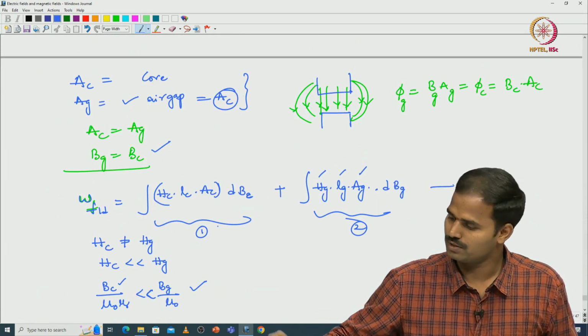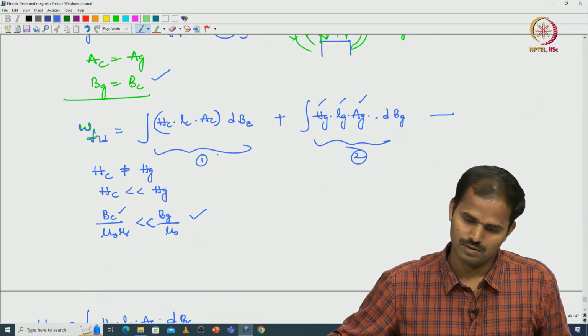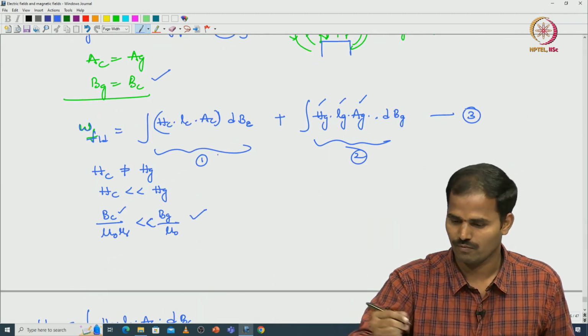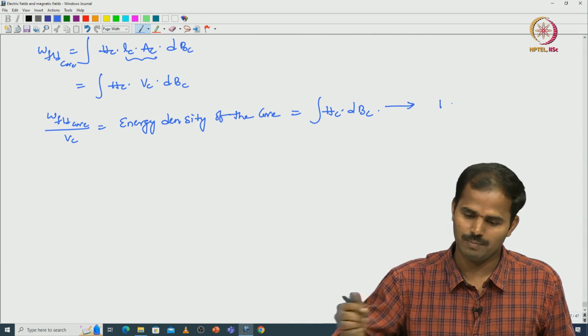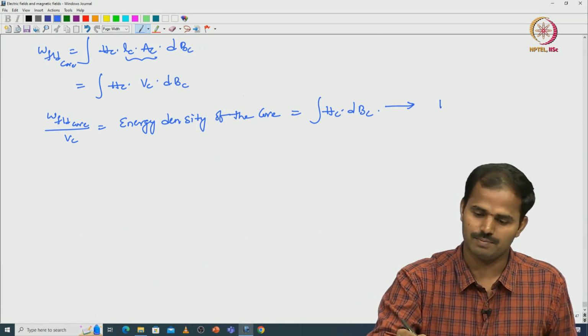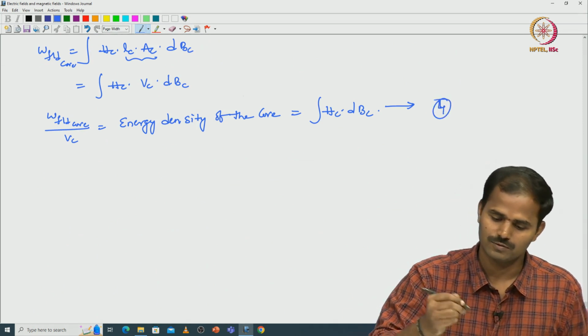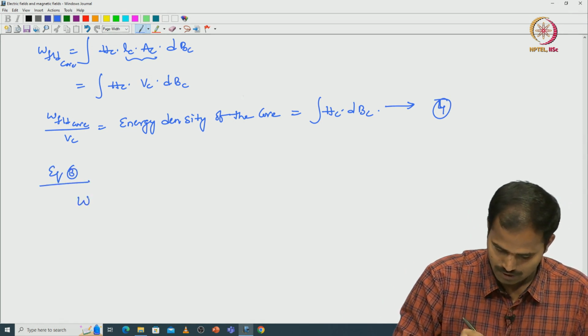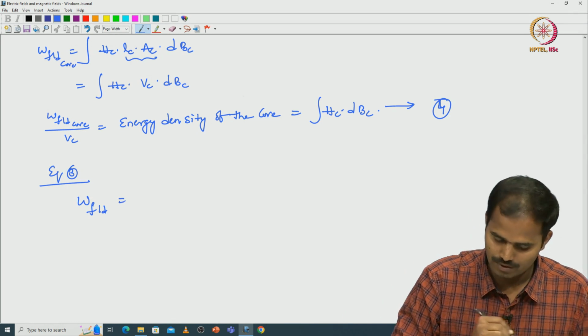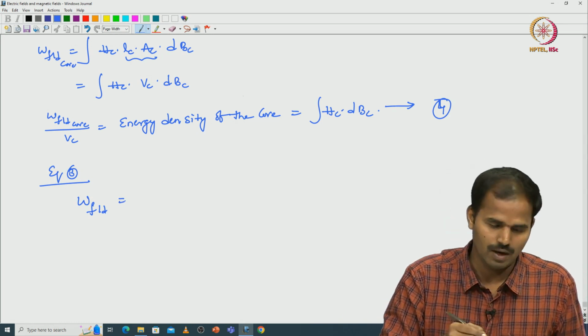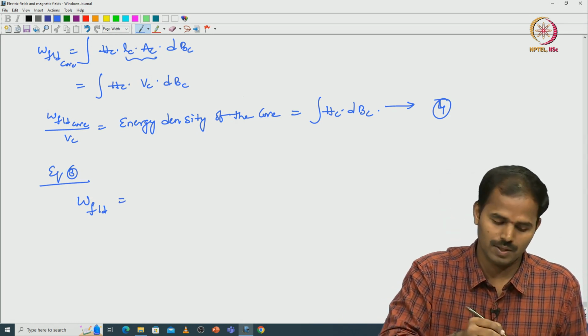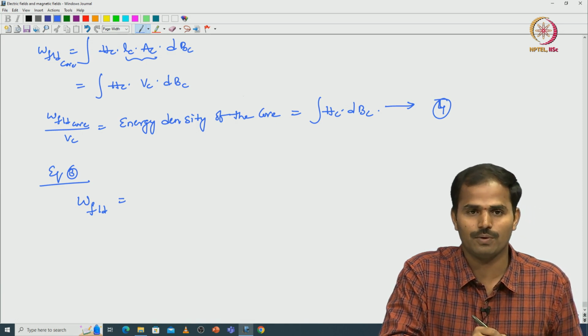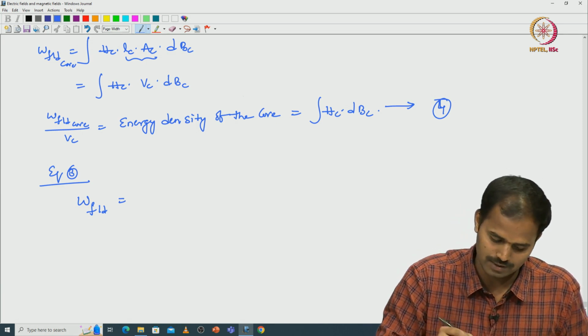This is equation 3. In equation 3 I am neglecting the first term. So equation 3 will result in the field energy with respect to the air gap, or with respect to the complete system, because the field energy with respect to the core is small or negligible.